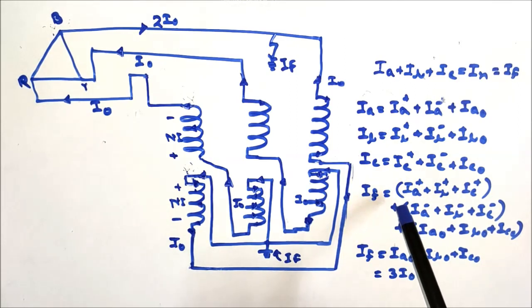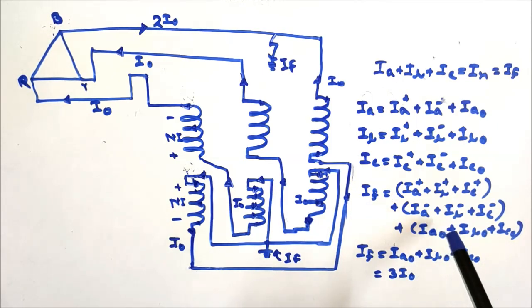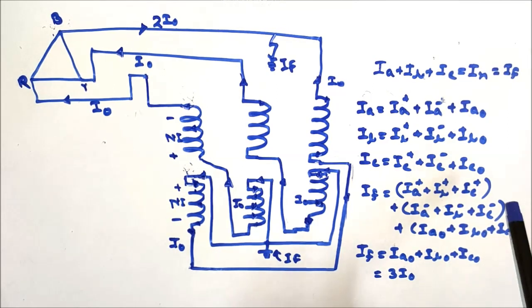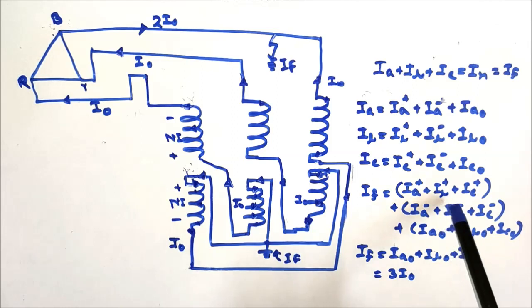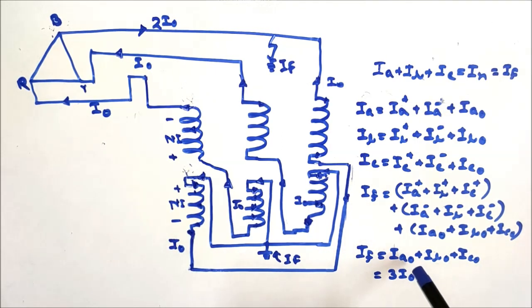So fault current IF equal to the sum of positive sequence components of current for all phases plus the sum of negative sequence components of current for all phases plus the sum of zero sequence components of current for all phases. Now IA plus plus IB plus plus IC plus is equal to 0, and IA minus plus IB minus plus IC minus is equal to 0. So IF is equal to IA0 plus IB0 plus IC0 equal to 3I0. I0 is equal to IA0 equal to IB0 equal to IC0. So under single line to earth fault, only zero sequence current will flow in the system.